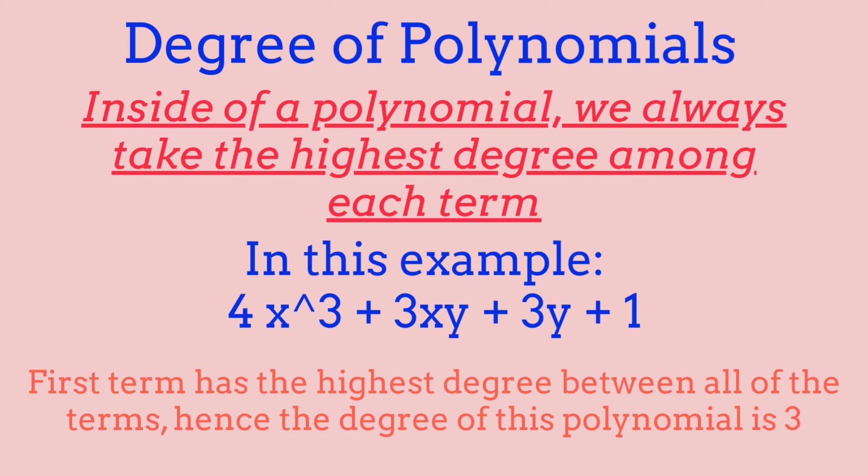And then we have plus 3xy, and we know that's going to be 2 because we can do 1 plus 1, which is 2. Then we have plus 3y, which would be 1 because we have one variable. And then we have plus 1, and we always know that a constant is going to have degree 0 because we could just do 1x to the power of 0, which would still be 1.